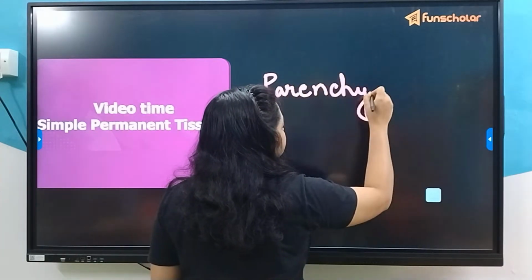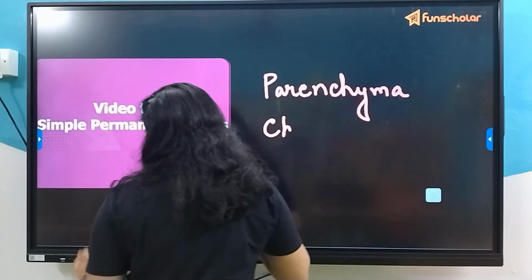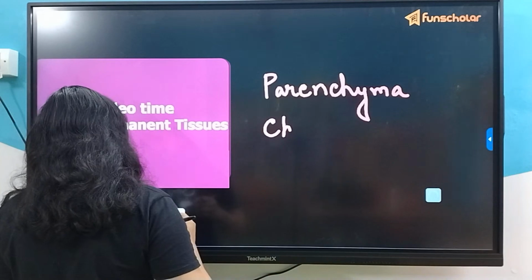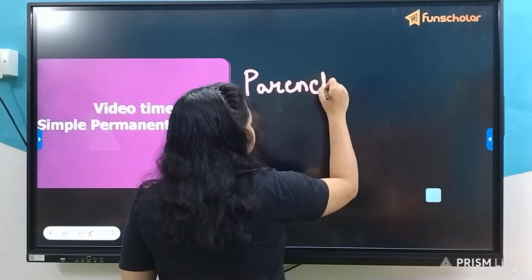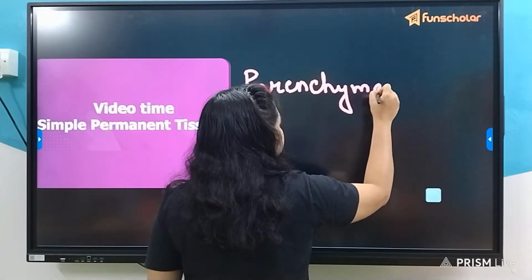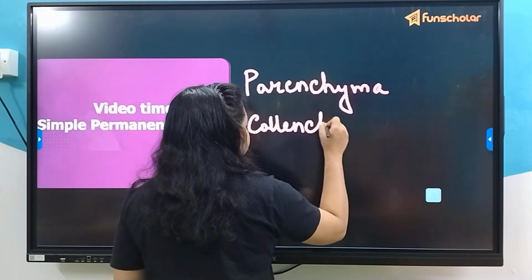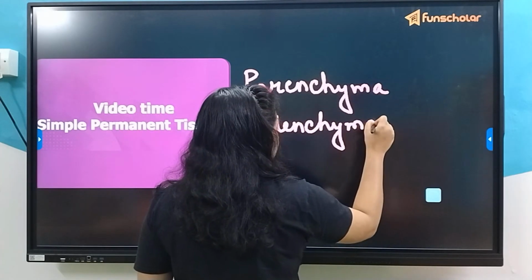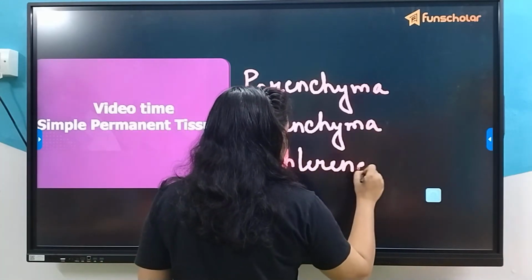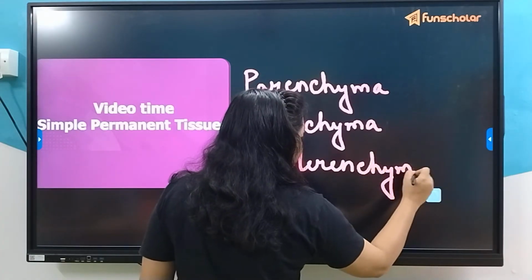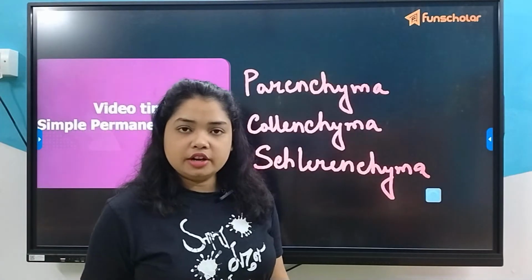Parenchyma, collenchyma, and sclerenchyma. Right. These are the three simple permanent tissues found in the plant body.